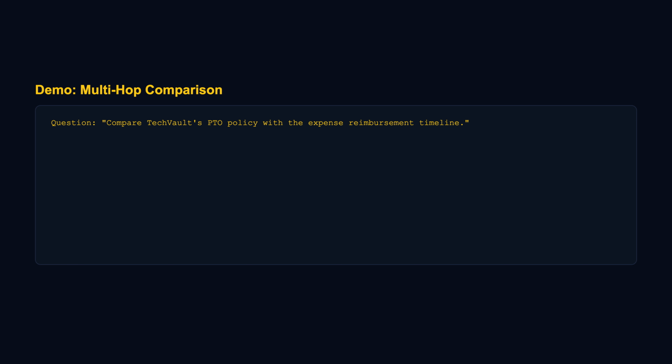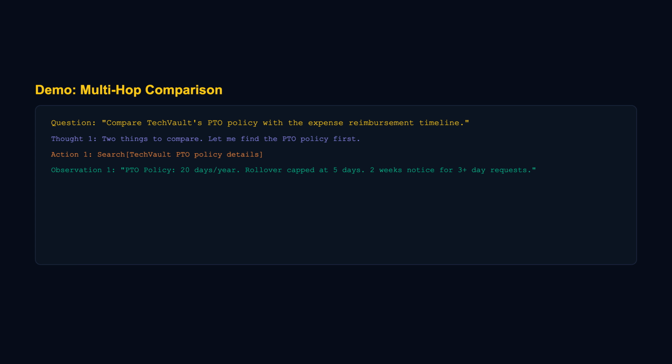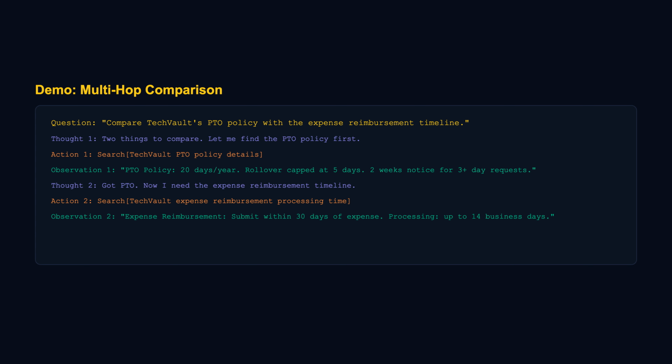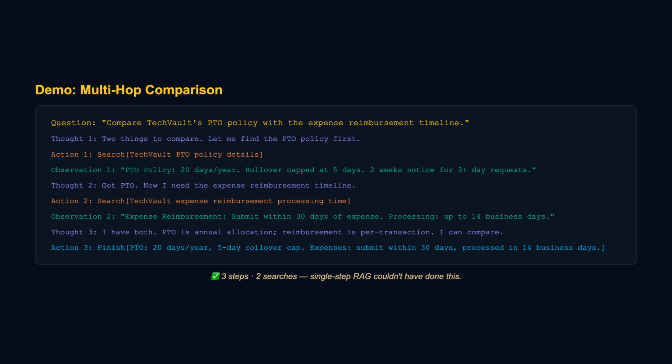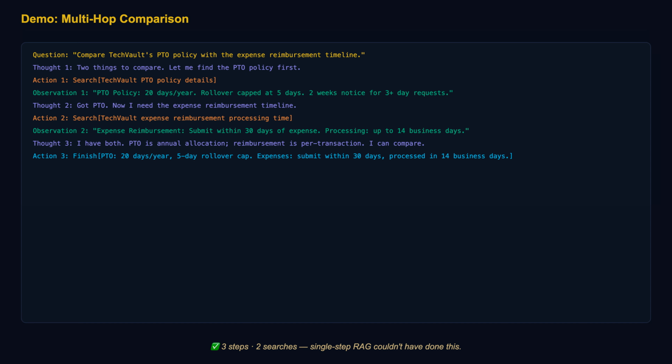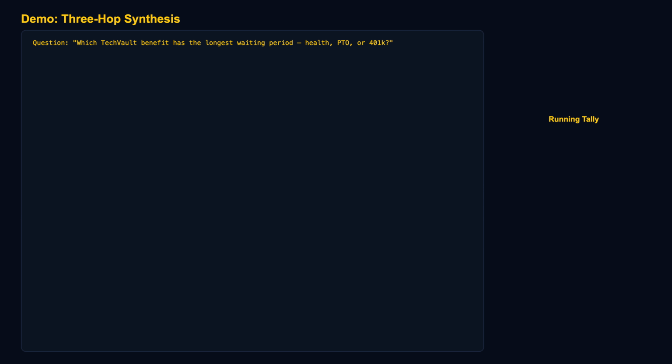Now the comparison question. Two things to compare. It knows it needs to search both. PTO first. Gets the details. Remembers what it found, identifies the gap, expense reimbursement. Second search, gets the timeline. Now it has both pieces, synthesizes a comparison. Two targeted searches, three reasoning steps. Each search was informed by what the agent already knew. That's the power of interleaving thinking with searching.